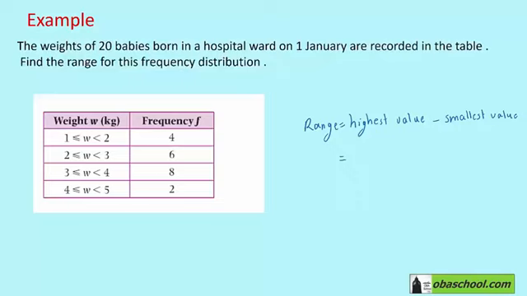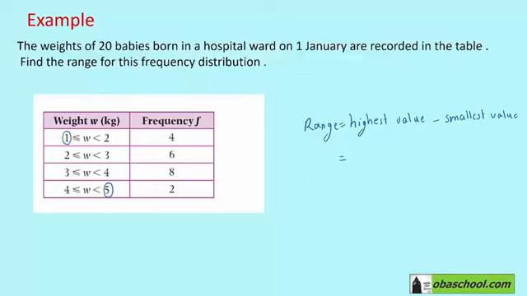Where is the highest value out of all the weights? You have 1, 2, 3, 4, and 5 kilograms, but you need to pick the highest one. So the highest value out of all 4 weight groups is 5 kilograms. This is the highest value. And the lowest one is 1 kilogram.